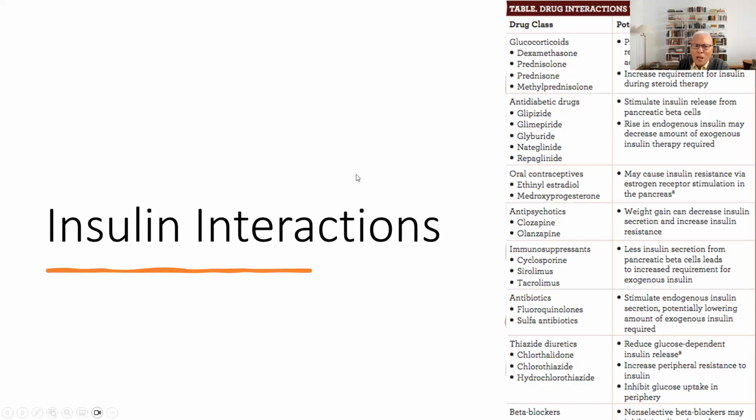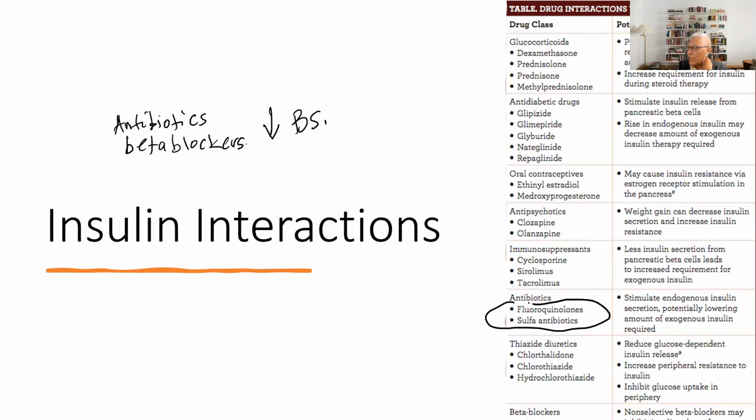So let's go now to some interactions, because combining insulin with medications like beta blockers and some antibiotics increases the risk of low blood glucose. So antibiotics, as well as beta blockers, and these are the most important ones, are going to decrease blood sugar and therefore increase the risk of hypoglycemia. So when we are administering beta blockers, we have to be cautious in observing the patient for hypoglycemia. The most common antibiotics that are going to precipitate this are your fluoroquinolones as well as your sulfa antibiotics.